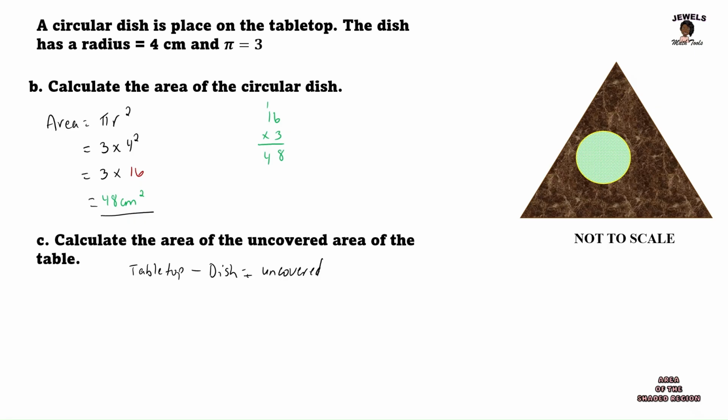Okay, so our tabletop was 55. My circular dish was 48. and we're going to subtract. So 5 can't subtract 8. We're going to regroup. 15 minus 8 is equal to 7. And then 4 subtract 4 is equal to 0. So for the uncovered area, that is going to equal 7, and that's centimeters squared.